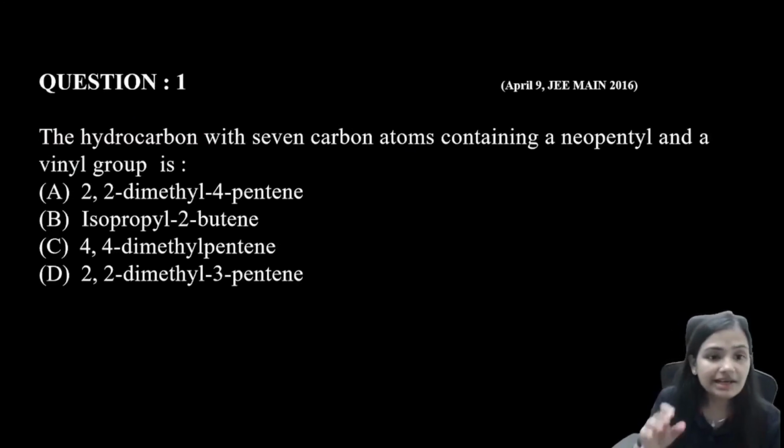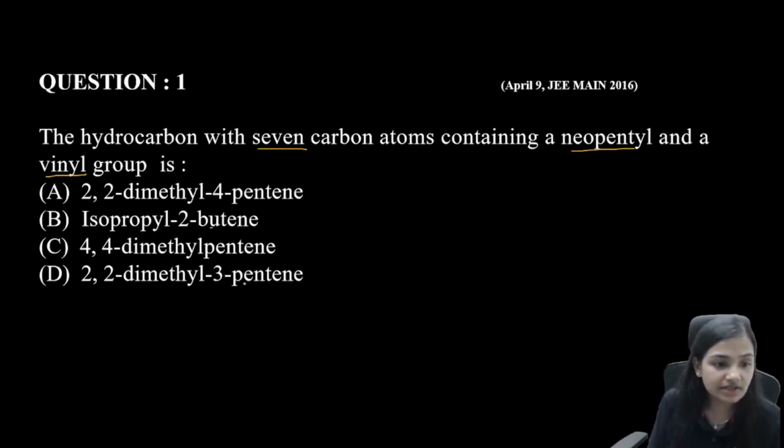The hydrocarbon with 7 carbon atoms containing a neopentyl and a vinyl group. The question is asking which hydrocarbon will have a neopentyl as well as a vinyl group. It must have 7 carbons. So is this having 7 carbons? Find it. 7 carbons with a neopentyl and a vinyl group. Any answer?